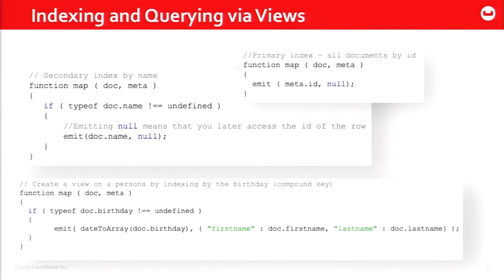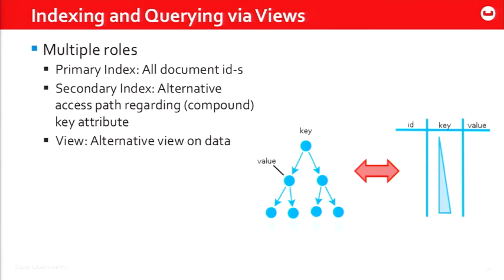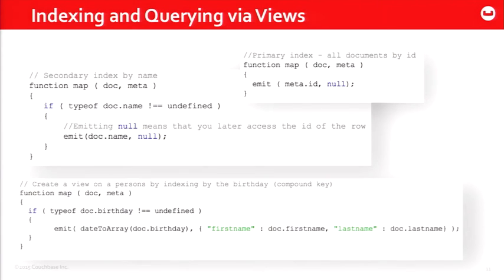The secondary index is looking like this. So you're checking if the name attribute is there. And if it is there, you're emitting into your view just the name attribute and no value, right? Because you have the reference back to the document anyway, as mentioned here, right?